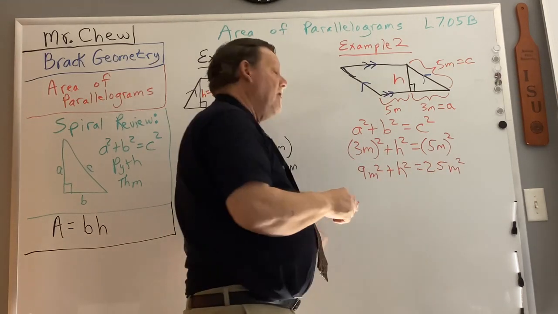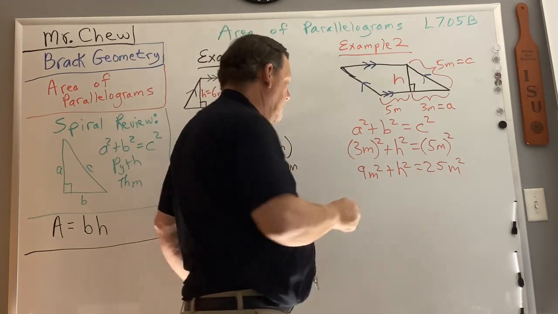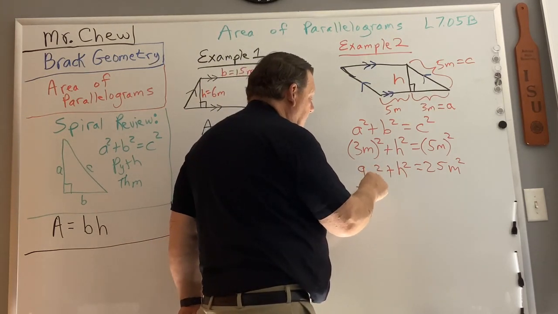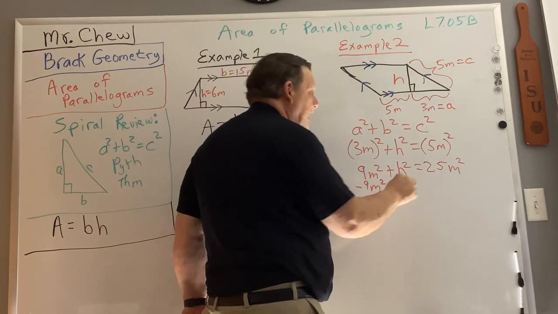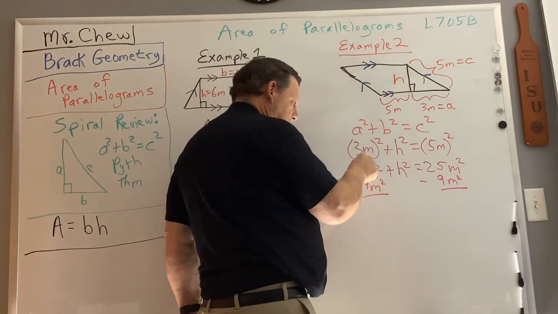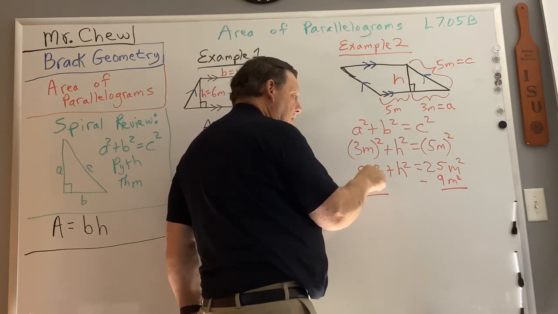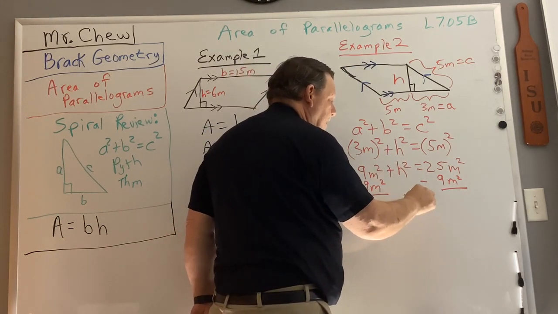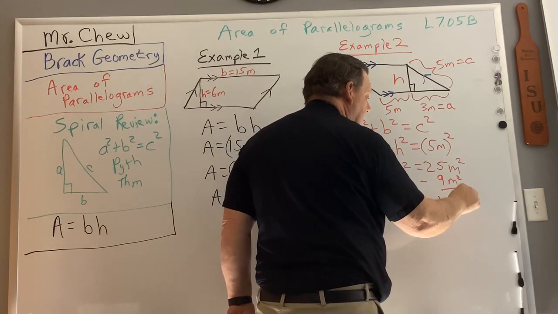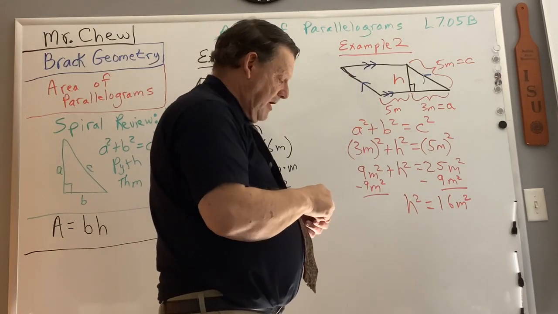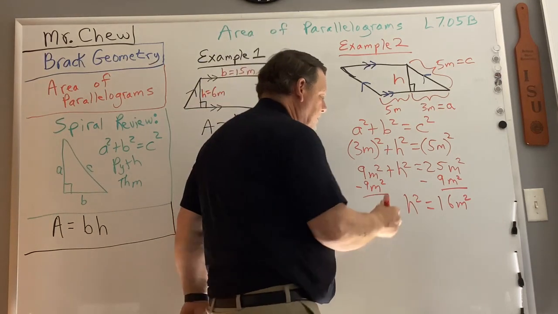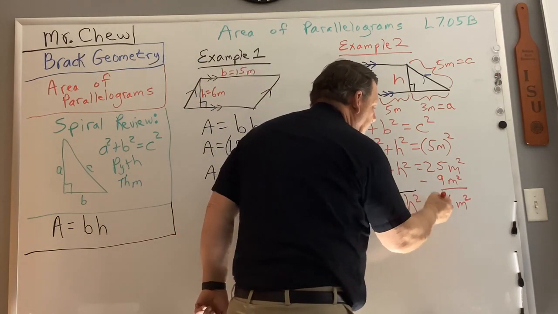I solve this now. It's a 2-step equation. So I have to get rid of the adding 9 meters squared. I subtract the 9 meters squared from the left, and I subtract it from the right. 9 meters squared minus 9 meters squared is 0, and 0 plus h squared is h squared. 25 meters squared minus 9 meters squared is 16 meters squared. The next thing I do, to undo a square, which is my second inverse, is take the square root of the left and the right.